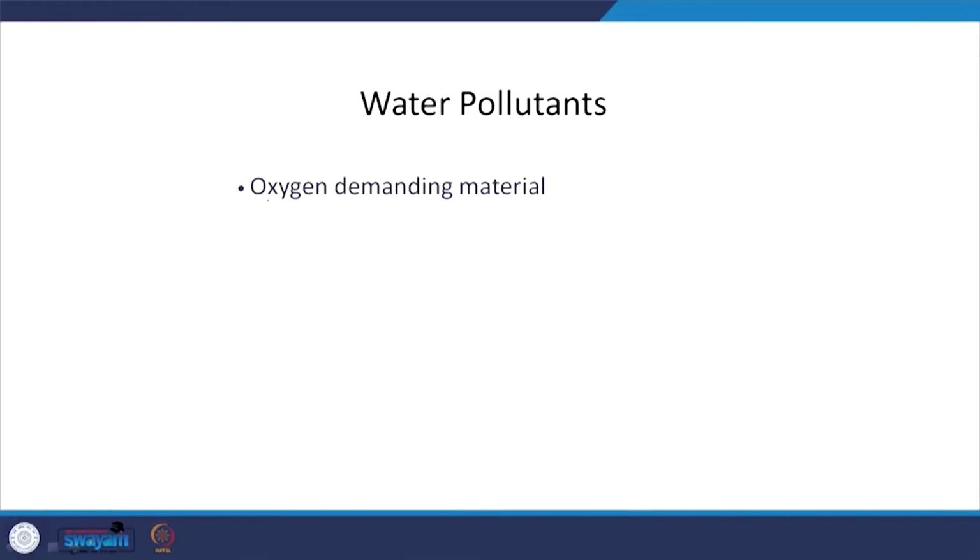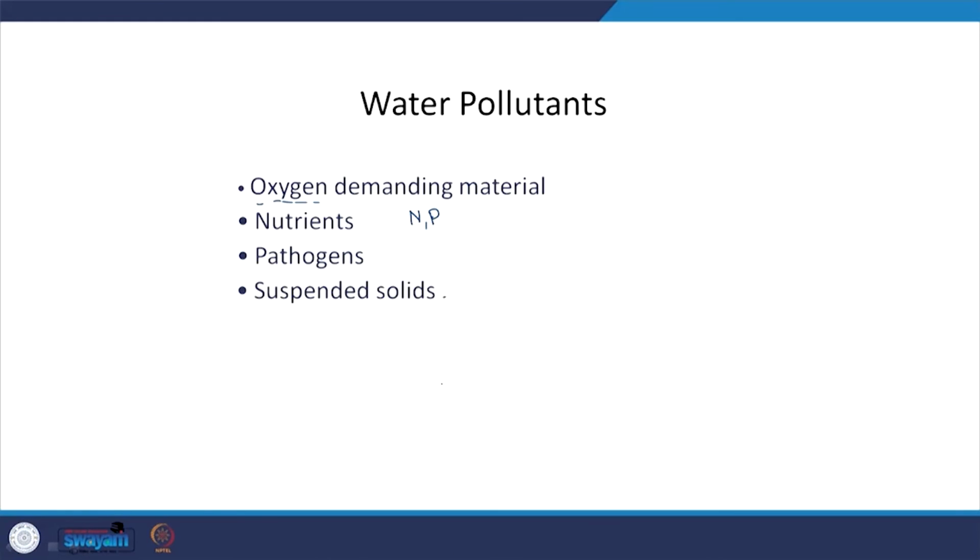What are the different water pollutants? Thus, if I am concerned about DO, I am concerned about oxygen demanding material, right. And then nutrients, we looked at this, I believe, nitrogen and phosphorus typically, and then pathogens, organisms capable of causing disease to humans or such, and suspended solids, right.